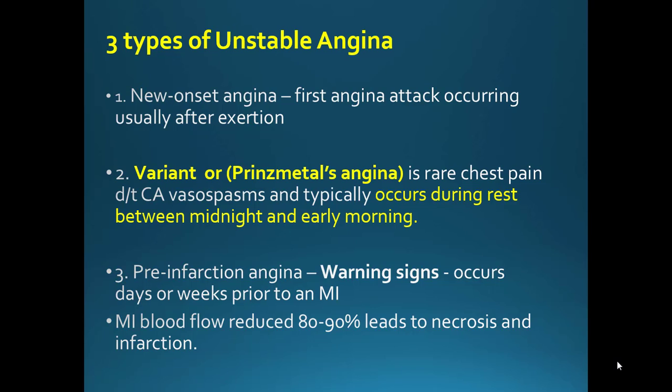The coronary arteries may have atherosclerosis, or they may not have, but an underlying inflammatory or autoimmune process causes them to vasospasm, which means that they contract, reduce blood flow, and cause ischemia, which causes chest pain. This type usually occurs at night while sleeping or early in the morning. And lastly, unstable angina is characterized as a warning sign or pre-infarction signaling an acute MI in the near future.